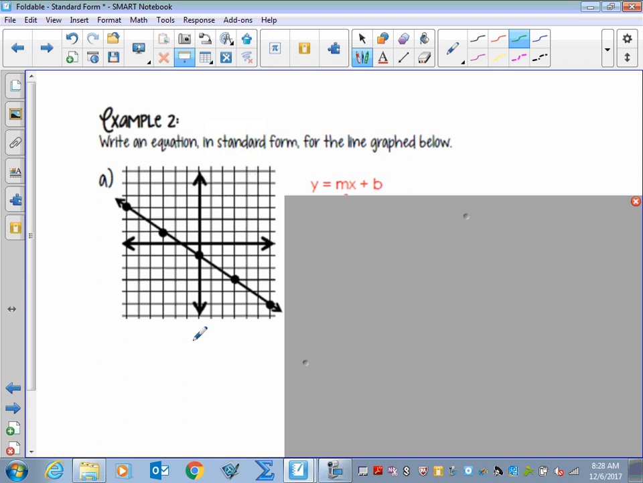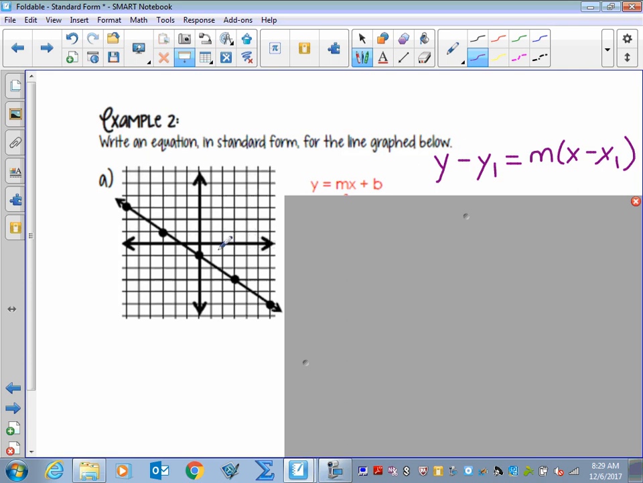All right, so this one says write an equation in standard form for the line graphed below. Remember I said you can't go directly to standard form. You have to have it in some other form first. So either you can start off by doing point slope, which would be y minus y sub 1 equals m times x minus x sub 1. That's what we learned in our last lesson. Or you can start off by writing in slope-intercept form.